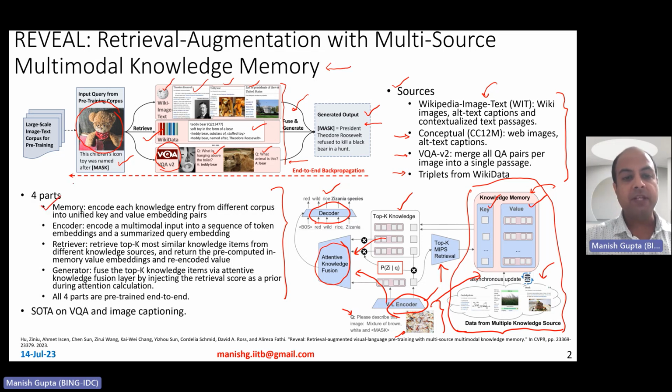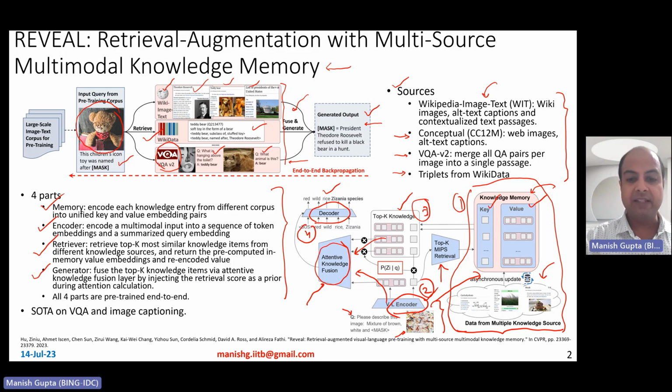So thus there are four parts: memory, which encodes knowledge entries from different corpus into a unified key value kind of a framework; encoder, which basically encodes a multimodal input into a sequence of token embeddings, and also a summarized query embedding, as we'll see more in detail in the next slide. There is a retriever, which basically tries to find top k similar keys from the knowledge memory and returns their pre-computed in-memory value embeddings. And also, for some parts of them, it also re-encodes them, as we'll see again in detail in the next slide. And then there is a generator, which basically fuses first the top k knowledge pieces with the query embeddings via this attentive knowledge fusion layer, and then also uses all of this to decode the final output. Right? All of these four parts, the knowledge memory, the encoder, the retriever, and the final decoder, they are all pre-trained end to end.